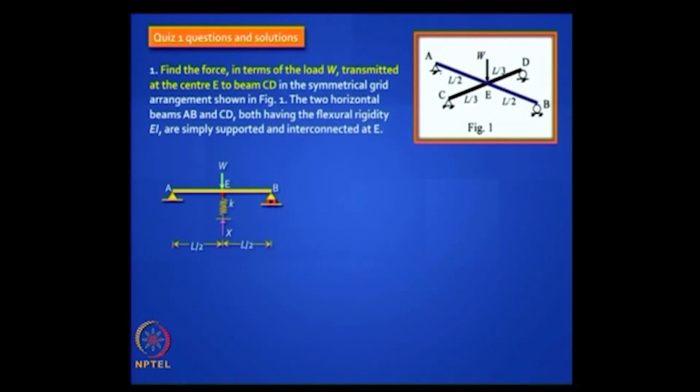Take AB and replace CD with a spring. The force in the spring is what we are looking for, because that's a force which is transmitted to CD. Some of you did it the other way, nothing wrong with that, but then you have to do W minus that to get it, but I just want the final answer.